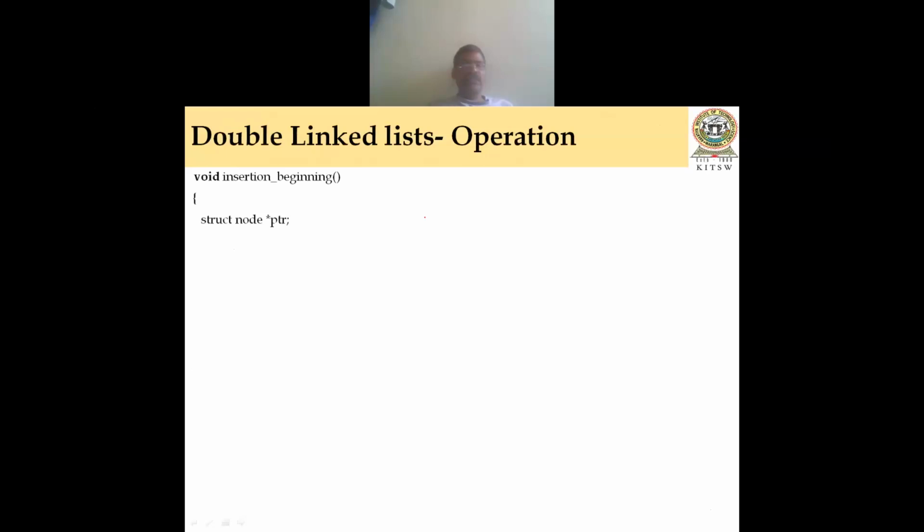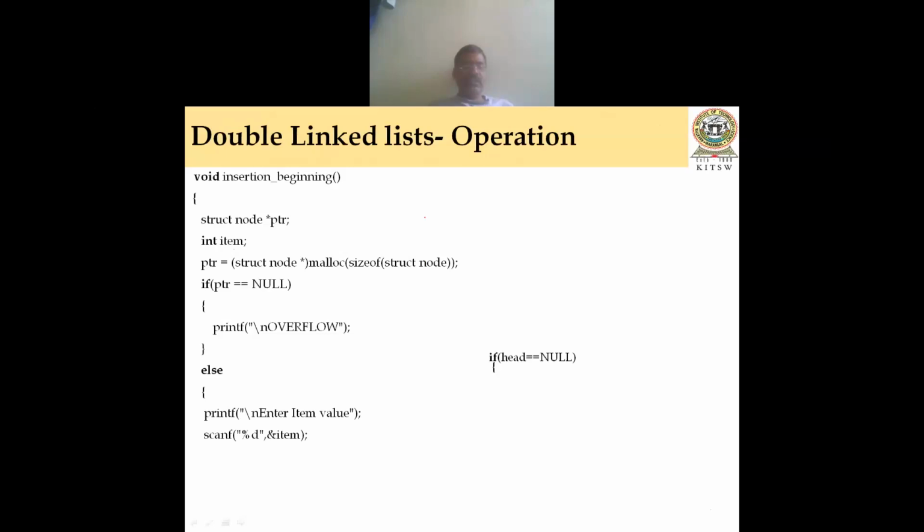So this is insert beginning. We are creating a node and allocating memory. If that pointer memory is null, we print an overflow message. Otherwise, we read the data, and if head is equal to null, then ptr->next is equal to null, ptr->previous is equal to null, ptr->data equal to item, and head is equal to ptr. This is the first node case. If it is not the first node, that means second node onwards, we enter into the else part.